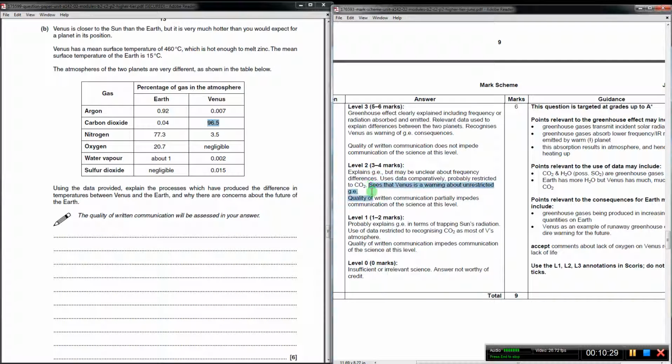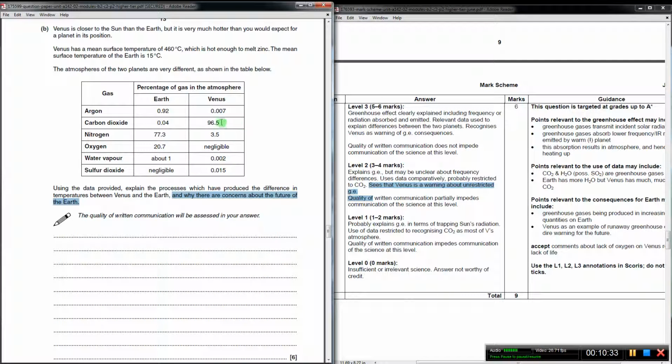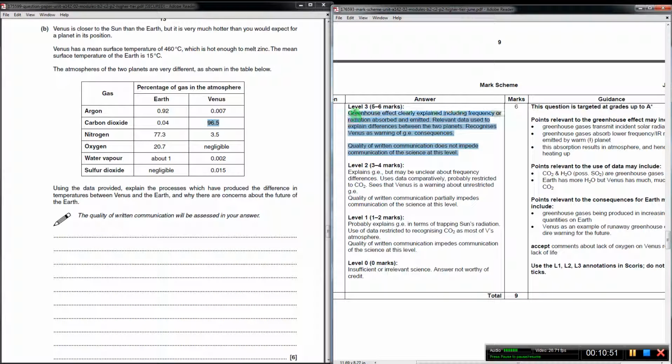And the idea also that in this last part of the question, why are there concerns about the future of the Earth, that clearly Venus is an example of what happens if we have what we call a runaway greenhouse effect. So much carbon dioxide in the atmosphere that the temperature just shoots up ridiculously. Okay, ridiculously higher than it would be without the carbon dioxide there. And finally, for the level 5 to 6 answer, you will need also to recognise not just the carbon dioxide differences, but to comment on these water vapour and sulphur dioxide differences.